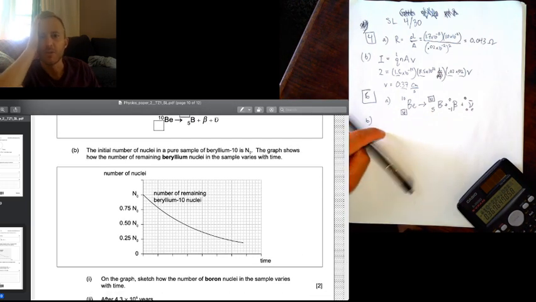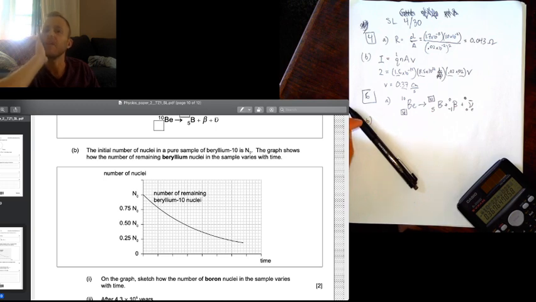The initial number of nuclei in a pure sample of beryllium-10 is N0. The graph shows how the remaining beryllium nuclei in the sample varies versus time.